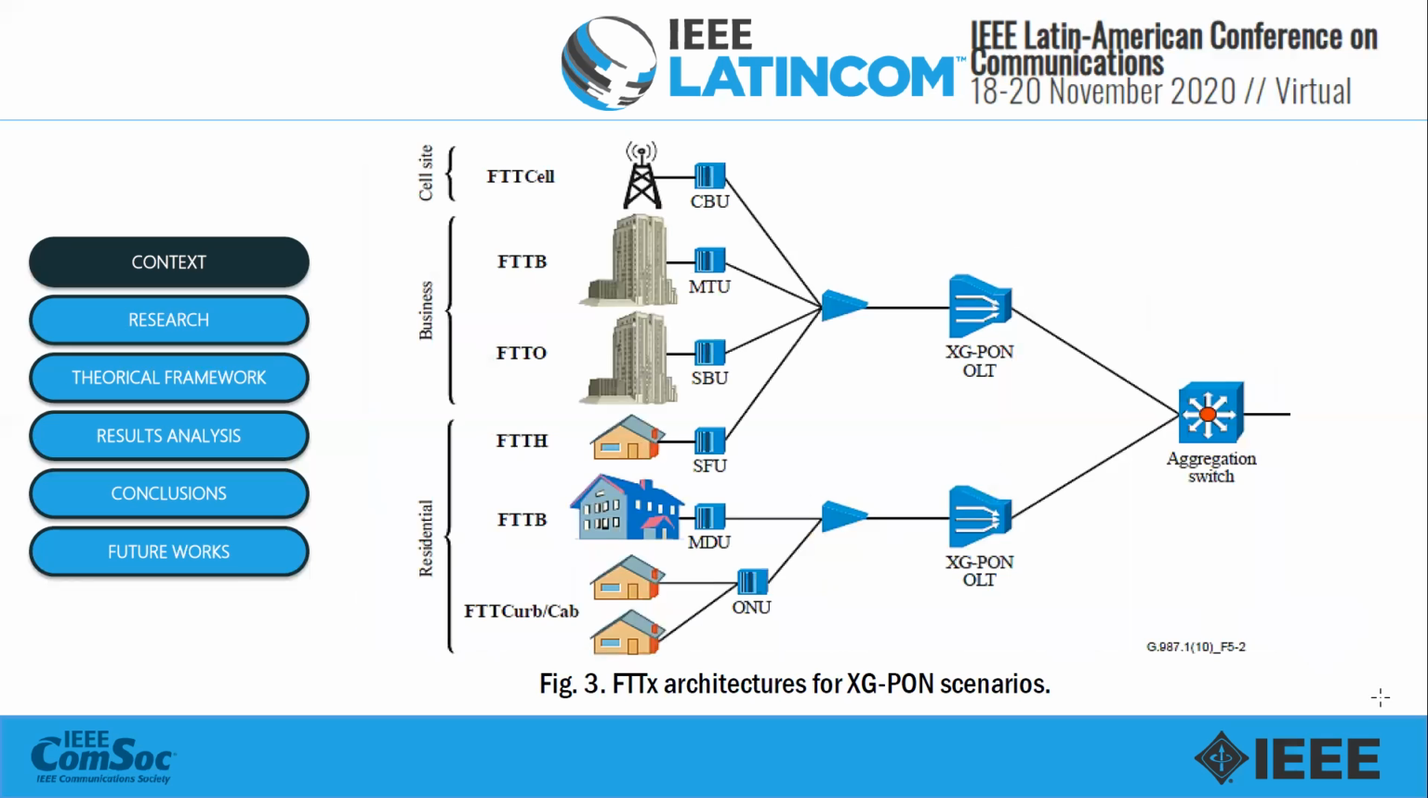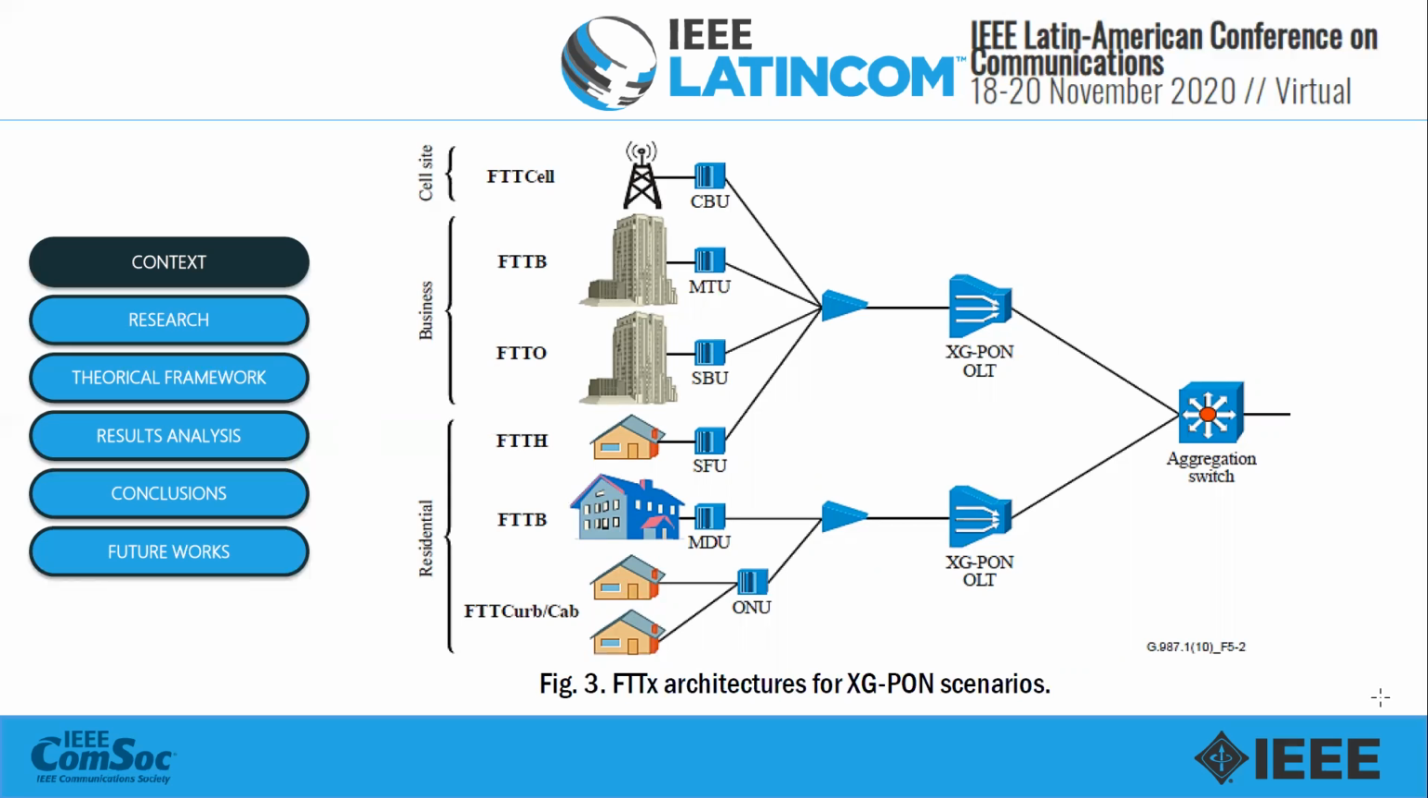Okay. So in figure number 3, to finish about the context, we have the FTTx architectures for XGS-PON scenarios. You can see on the left the different FTTx architectures, and how these are connected and distributed in order to deploy an XG-PON infrastructure, as you can see there.